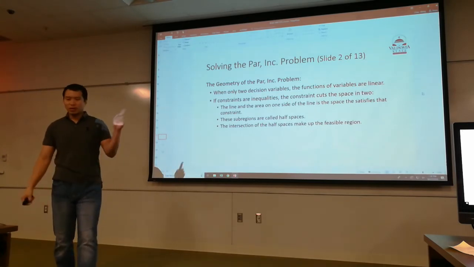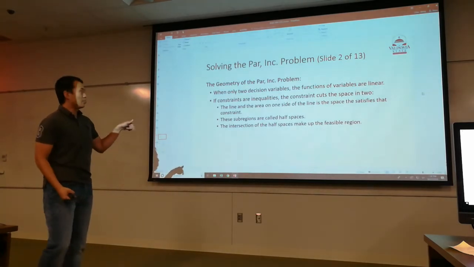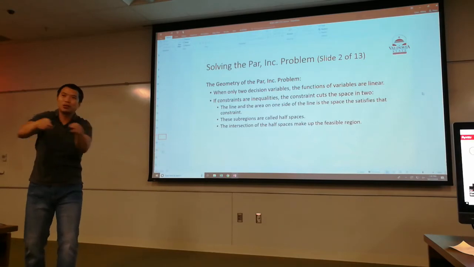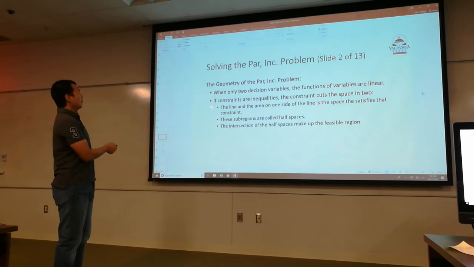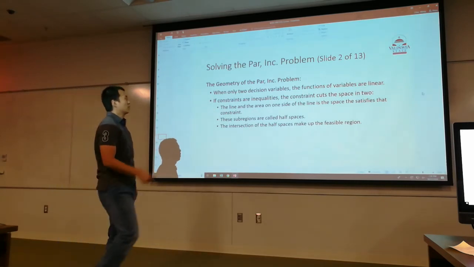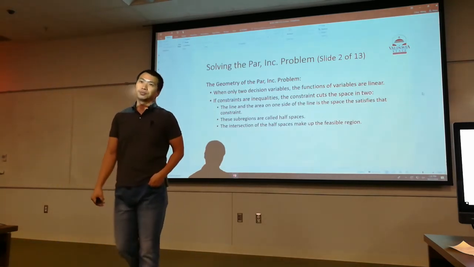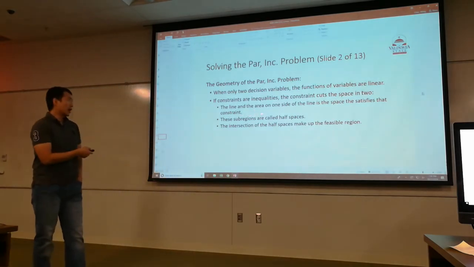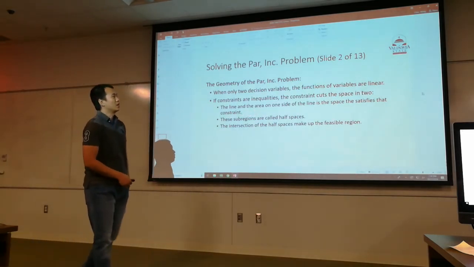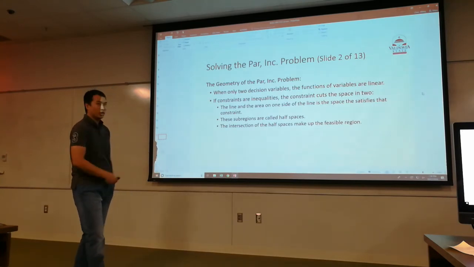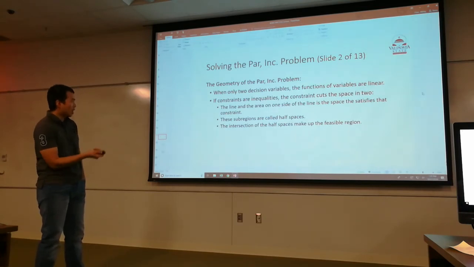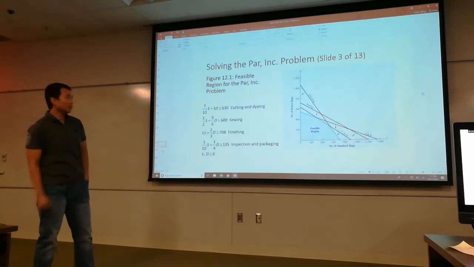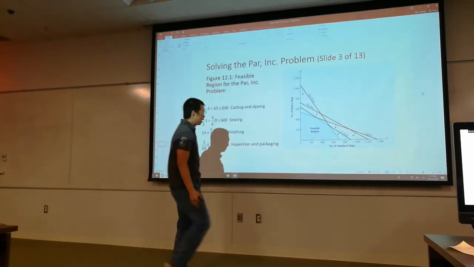Because this is a relatively easy model, we can plot the feasible region, or the solution region. If constraints are inequalities, the constraint cuts the plane in two. The line and the area on one side of the line is the space that satisfies the constraint, and we consider that space. The subregions are called half spaces, and those are terms you can read offline. So that's how we define the feasible region.